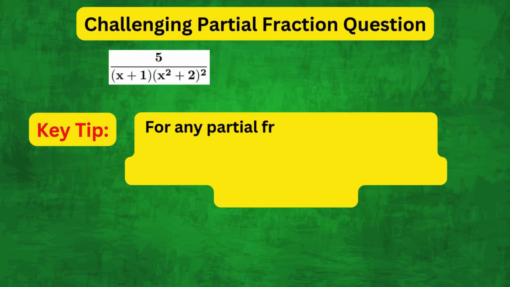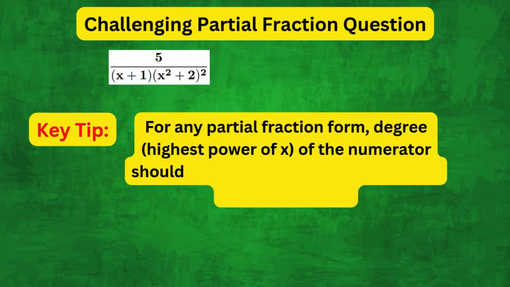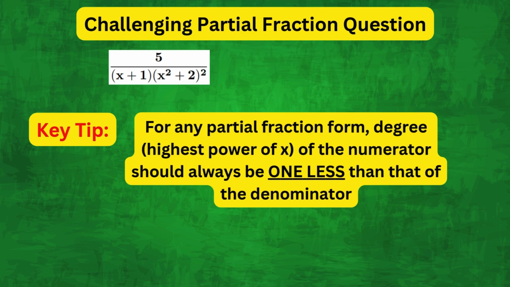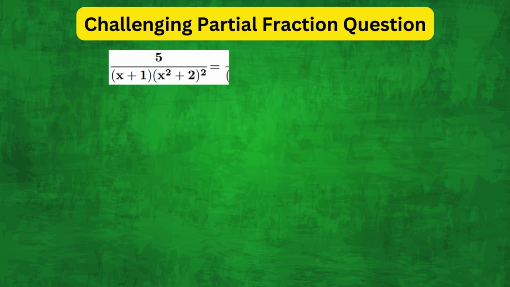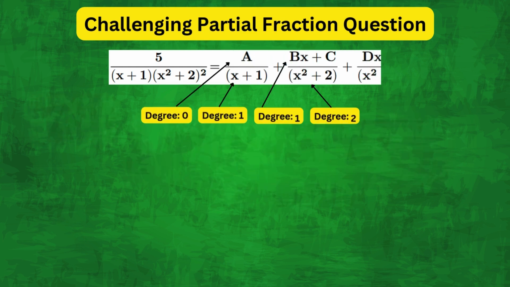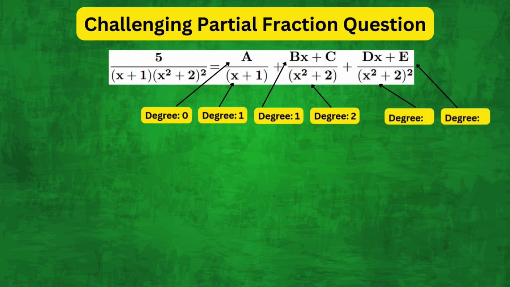So keeping in mind that the degree of the numerator always needs to be 1 less than that of the denominator, we can write this as A over x plus 1, plus Bx plus C over x squared plus 2, plus Dx plus E over x squared plus 2 whole squared.